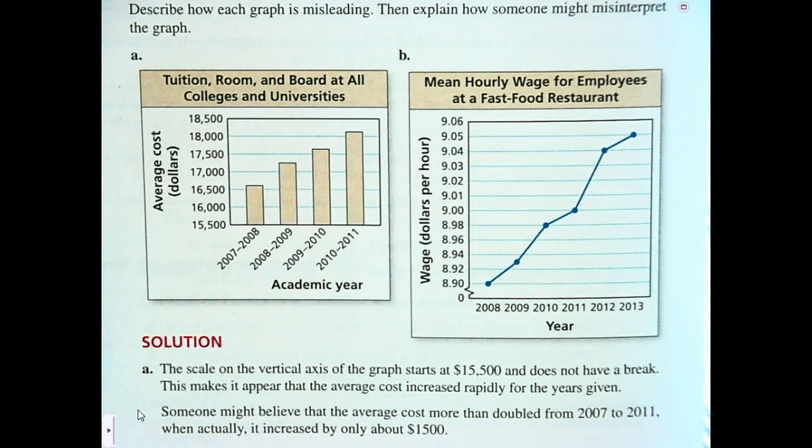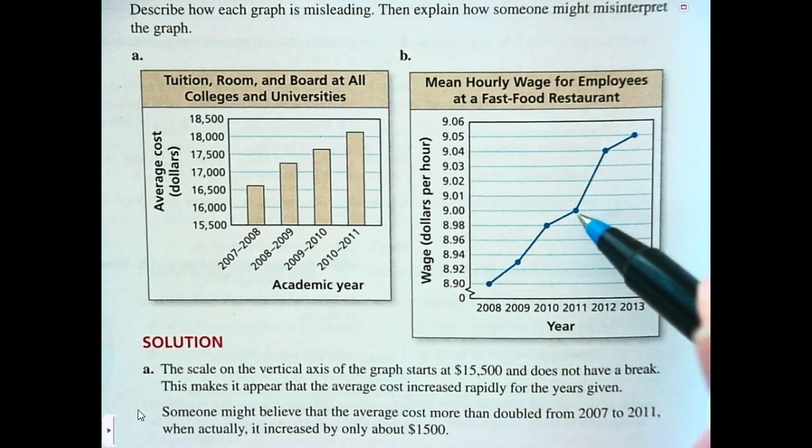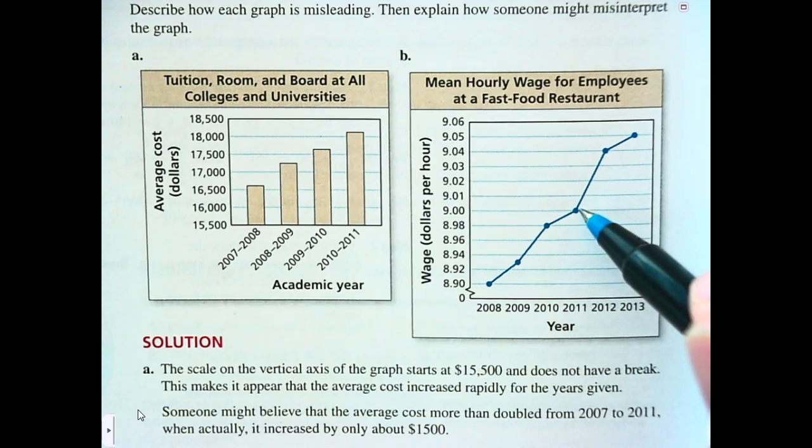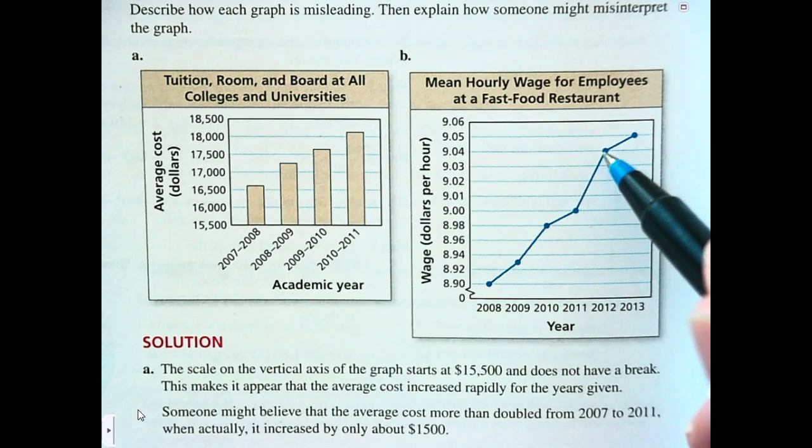Okay, so where was the greatest increase? Between what 2 years? 2011 to 2012? 2009 to 2010? You can't really tell. 2011, 2012, everyone agree? No. So from 11 to 12, that was the greatest increase? No. 2012 to 2013. It does look the greatest. I mean, it goes up how much? From 9 to 9.04, so 4 cents.